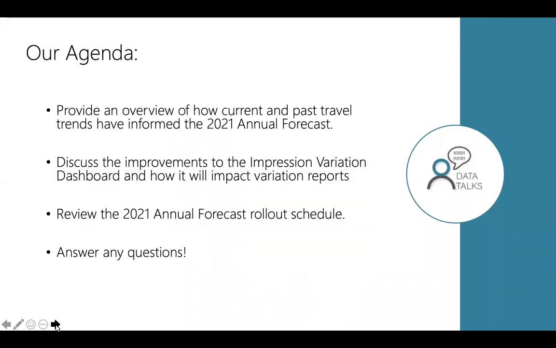Overall with our agenda, what we want to cover today is providing an overview of how current and past travel trends have informed the 2021 annual forecast, as well as the impression variation dashboard. There are some real improvements to that, and we want to make sure everybody understands what those improvements are and ultimately what the impact is to the dashboard itself and the reports that it will be producing. Then we want to give everyone an overview of the annual forecast rollout schedule, and then answer any questions.